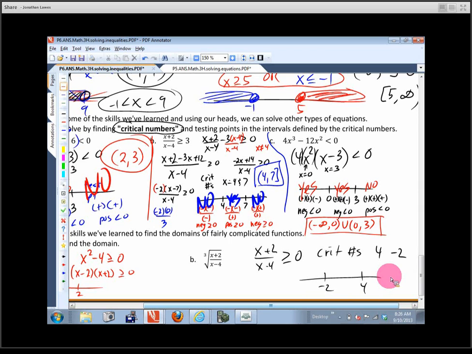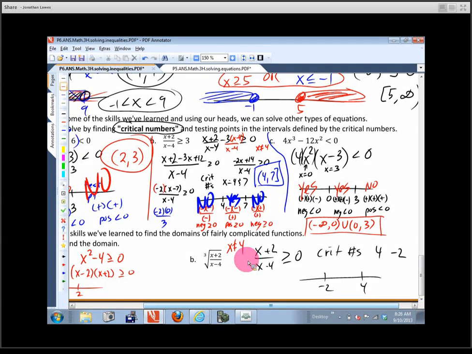What do you know about 4 and negative 2? You have to be careful with either one of those? Which one? 4. There's no way the answer could include 4. So we might want to mark that down to begin with. There's no way our answer interval can include a 4. Okay? Any questions?